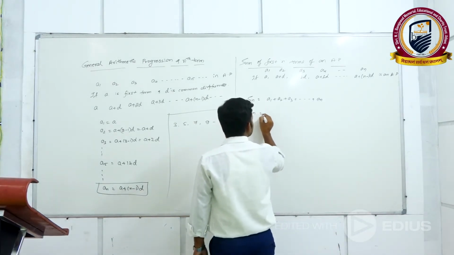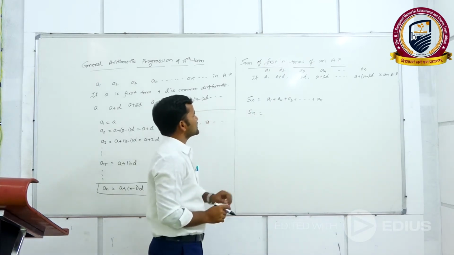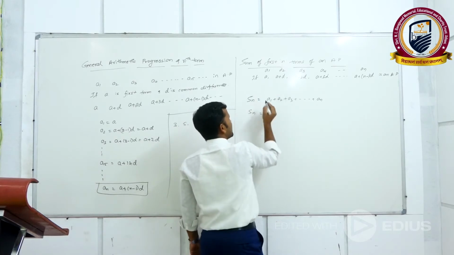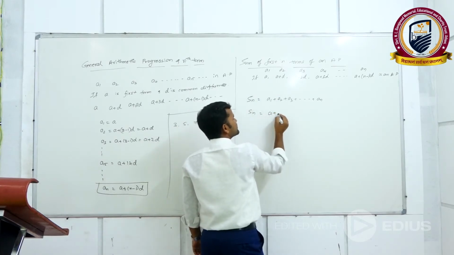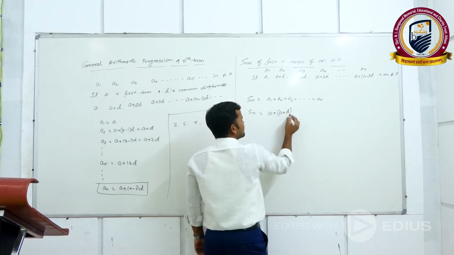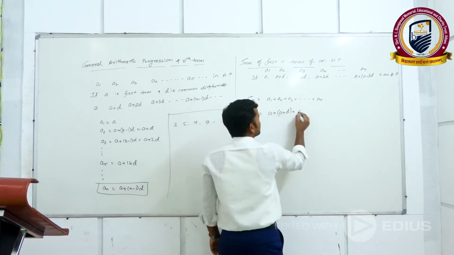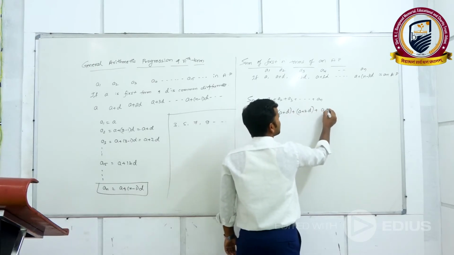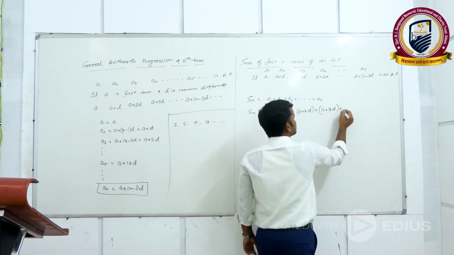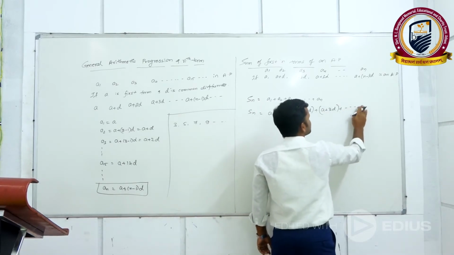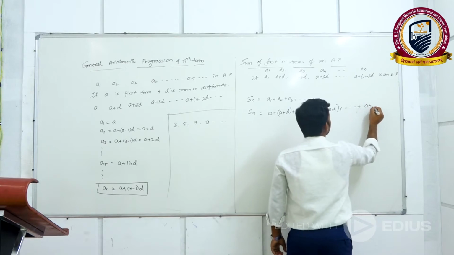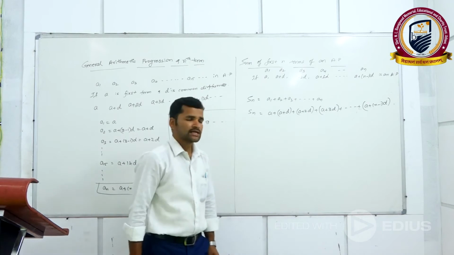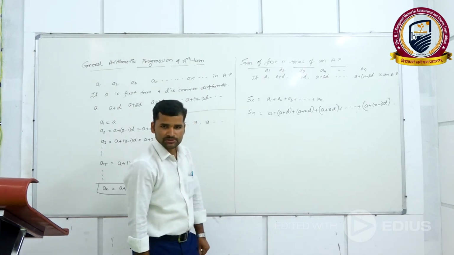So Sn is equal to a1, a2, a3, and it is an arithmetic progression. This can be taken as a1 means a, plus a2 means a plus d, plus a3 means a plus 2d. Similarly a4 I can write as a plus 3d, and so on up to an, the nth term, which can be written as a plus (n minus 1) into d.